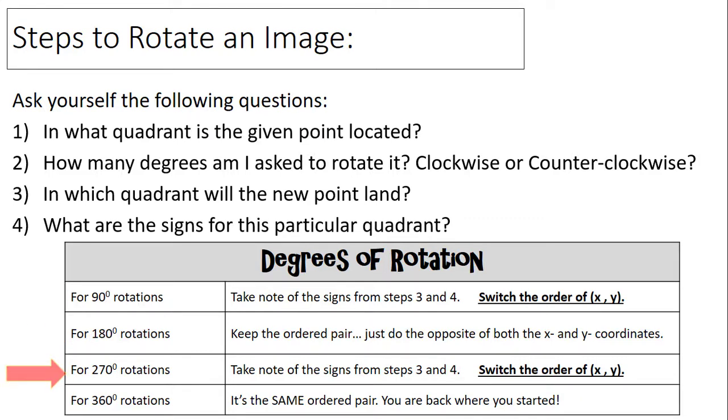For 270-degree rotations, you'll take note of the signs from step 3 and 4, and then switch the order of the x and y values. Finally, for 360-degree rotations, it's the exact same ordered pair. You are back where you started.